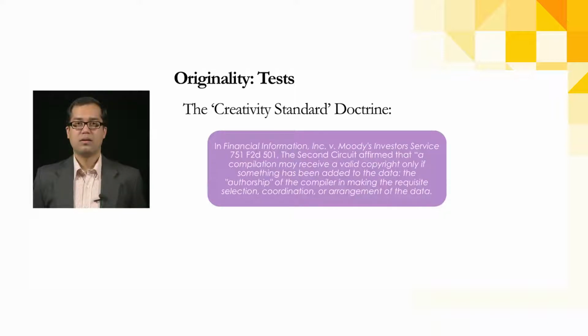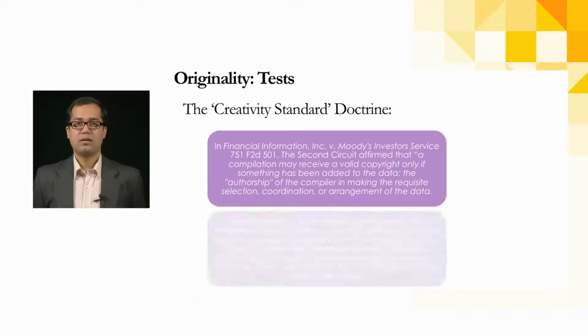According to the plaintiff, they had expended considerable effort and money to compile the information. The Second Circuit, on appeal, while rejecting the copyrightability of the bond cards and remanding it back, affirmed that a compilation may receive a valid copyright only if something has been added to the data, the authorship of the compiler in making the requisite selection, coordination, or arrangement of the data.